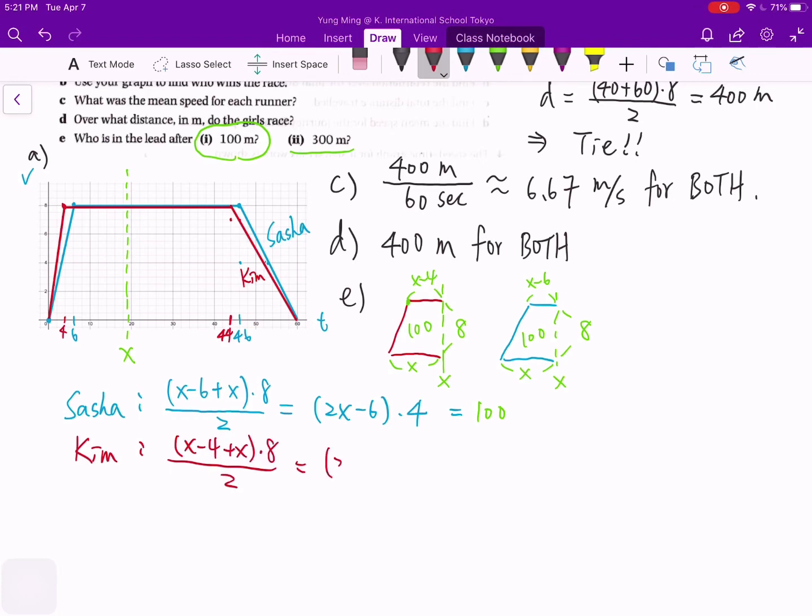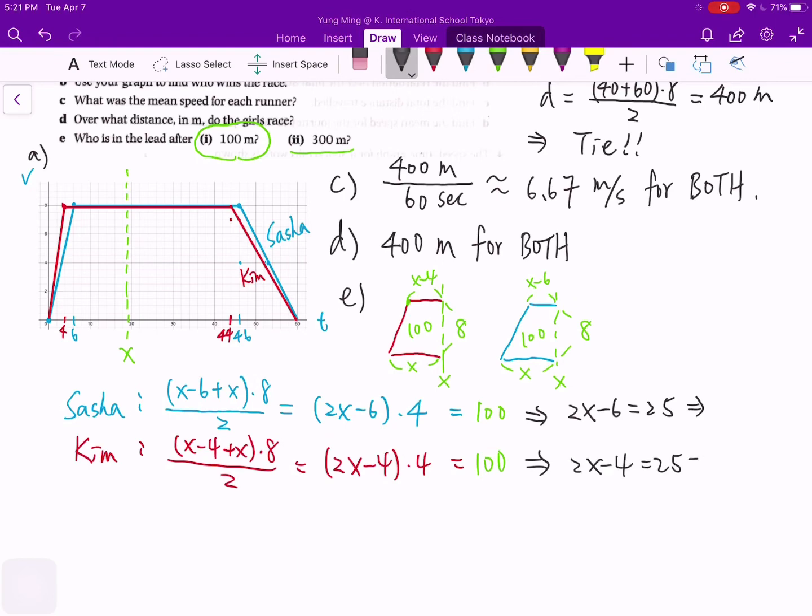The only difference is I have 2x minus 4 for now. And I also want it to be equal to 100. As you can see, in this case, we definitely have different x values. Okay, so here, the first one you have 2x minus 6 equals 25. Second one you have 2x minus 4 equals 25.